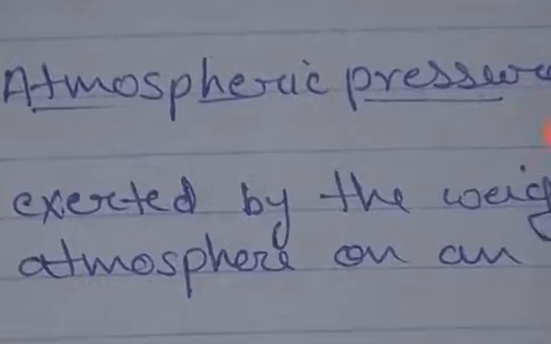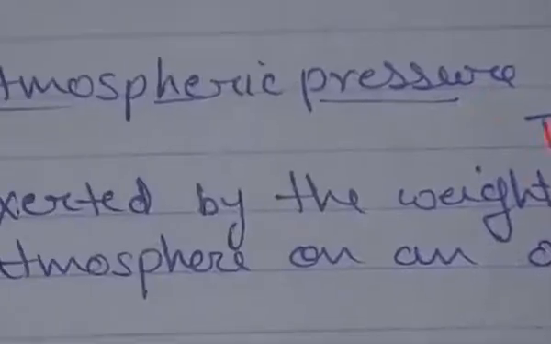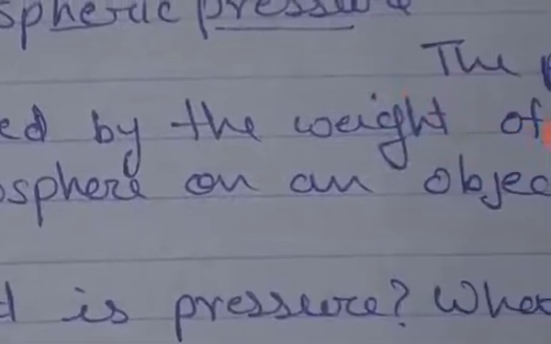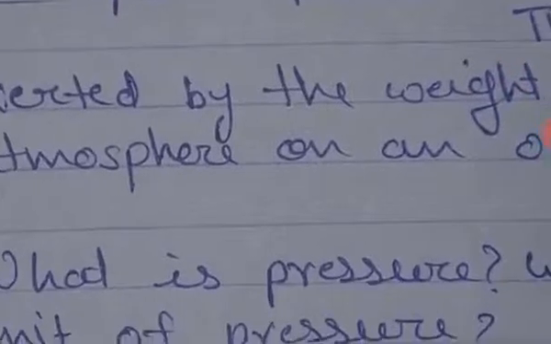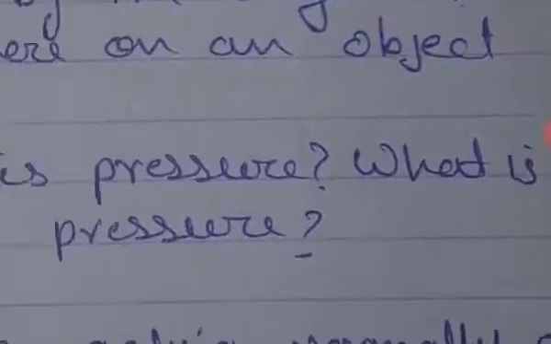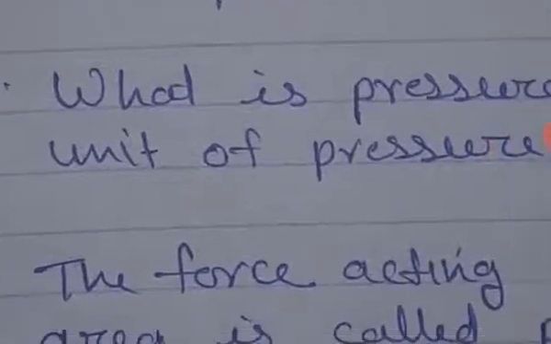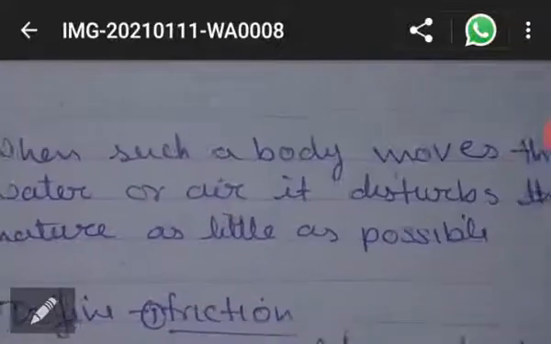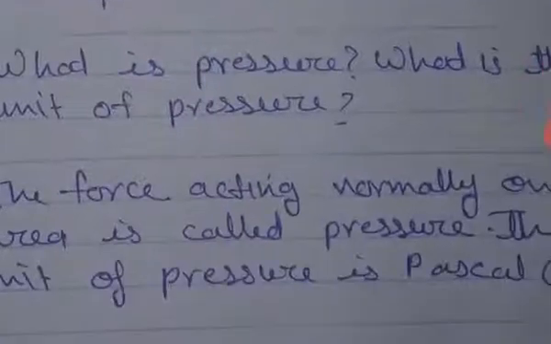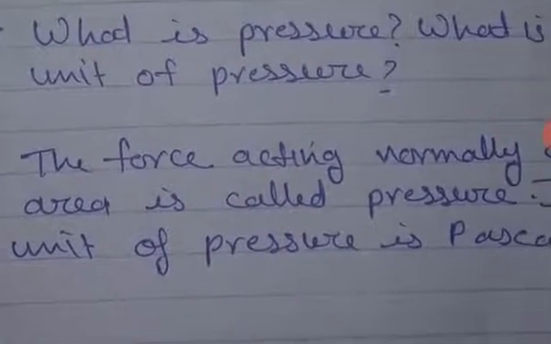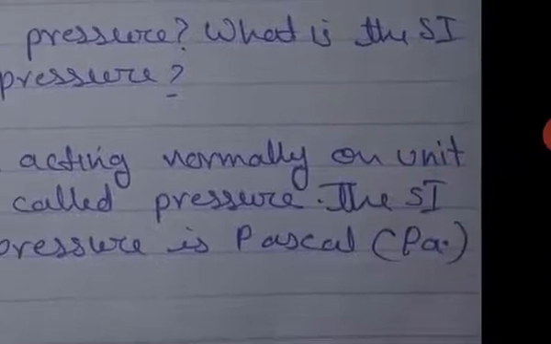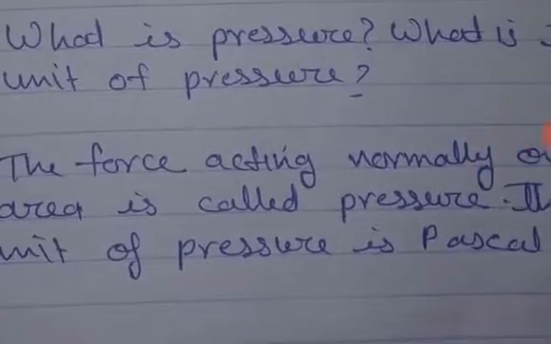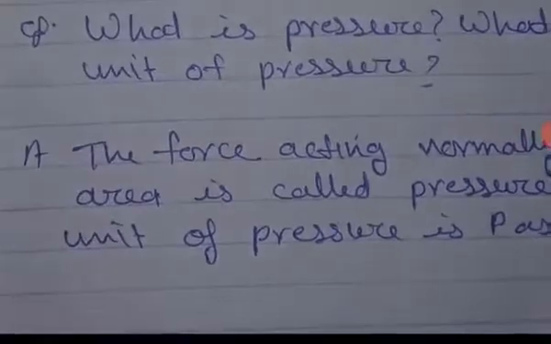Atmospheric pressure, the pressure exerted by the weight of the atmosphere on an object. And the last question is, what is pressure? What is the SI unit of the pressure? The force acting normally on unit area is called the pressure, and the SI unit of the pressure is Pascal.